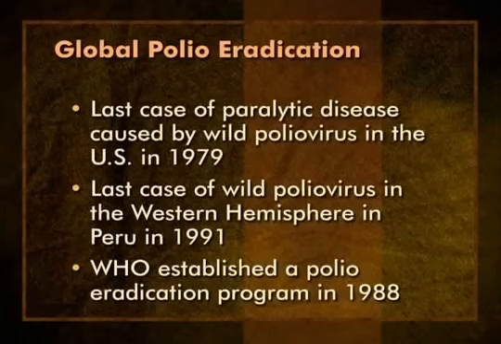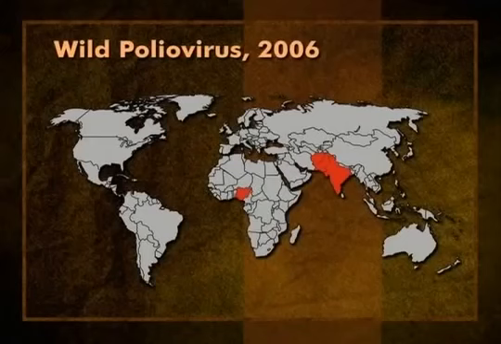The Pan American Health Organization devised an aggressive and successful OPV mass vaccination program in 1985. The last case of wild poliovirus in the Western Hemisphere occurred in Peru in 1991. Due largely to the success of the polio elimination program in the Americas, the World Health Organization established a polio eradication program in 1988. At the end of 2006, polio was considered to be endemic in only 4 countries shown on this map in red: Afghanistan, Pakistan, India, and Nigeria.